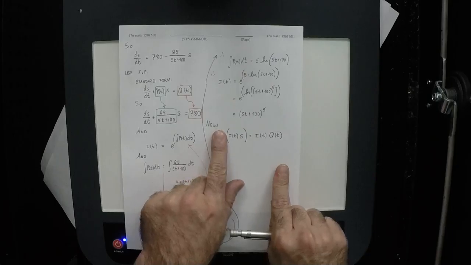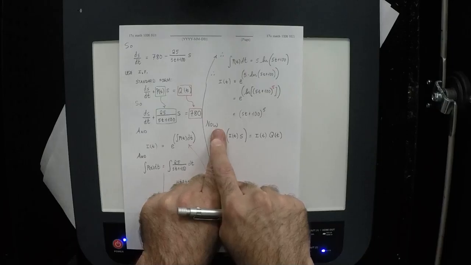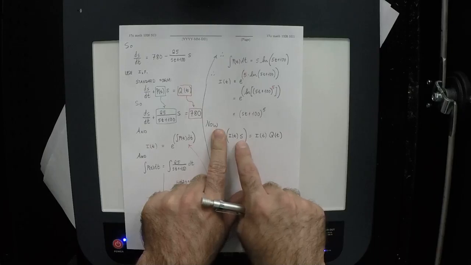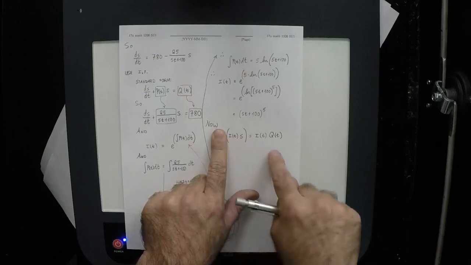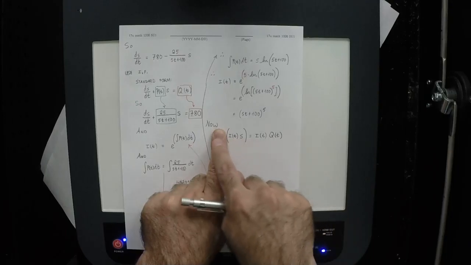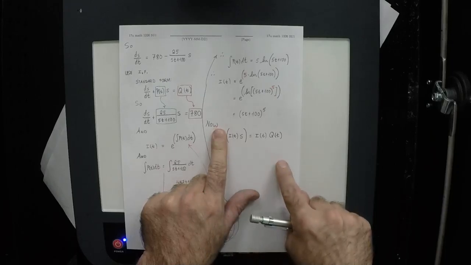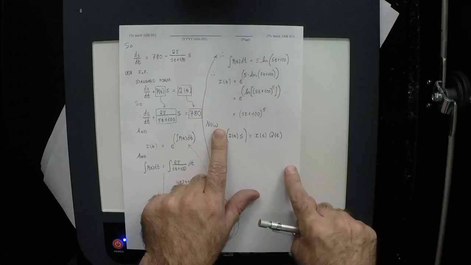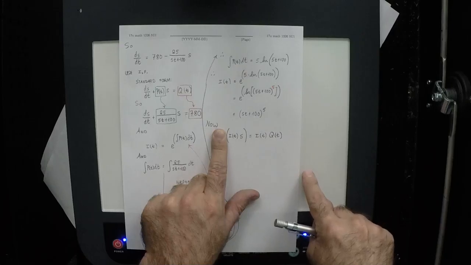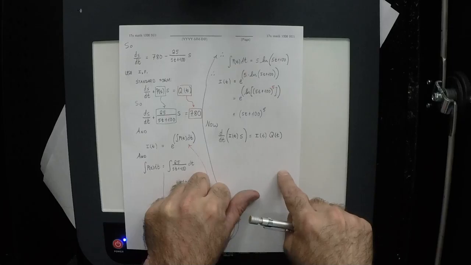Let me ask it like this. Suppose I was covering up a 10. If I was covering up a 10 there, what would you have to do to solve for S? You'd have to divide by 10, right? What if I was covering up a log? Then we'd have to get the log on the other side, and what is it on the other side? Exponential, right? I'm covering up derivative. What is it on the other side?